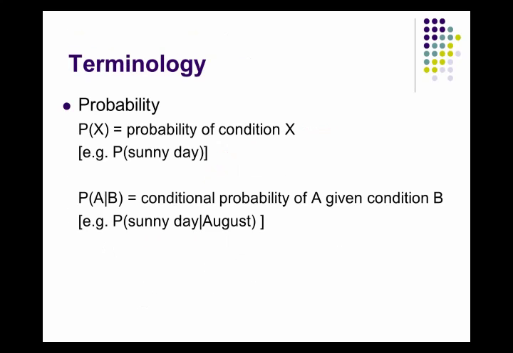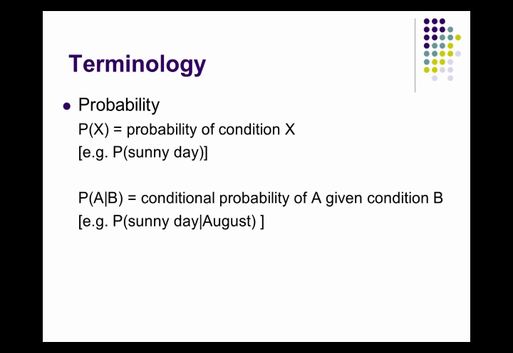Let's talk about some terminology of that. We're talking about probabilities. We have the probability of x, for example, the probability of condition x. For example, the probability that it is a sunny day. We have conditional probabilities, which you need to understand more and more, because statistics becomes more and more about conditional probabilities. Let's say we have the probability of something given something else. Namely, for example, the probability that it is a sunny day if it is August. That's what we read as P(A | B).